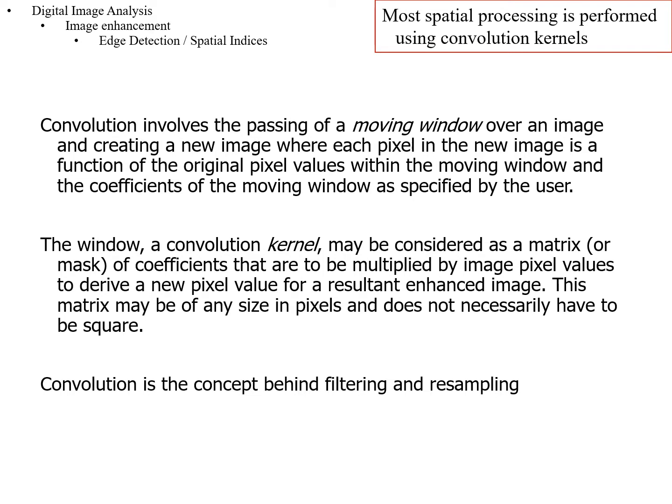The window is more formally known as a convolution kernel, which you could think of as a 3 by 3 matrix of coefficients that will be multiplied by the image pixel values to derive that new pixel value for an enhanced image. The matrix can be of any size in pixels. It doesn't necessarily have to be square, although usually it is. And convolution is actually the approach we use for both spatial filtering and resampling of images, as we talked about with geometric correction.